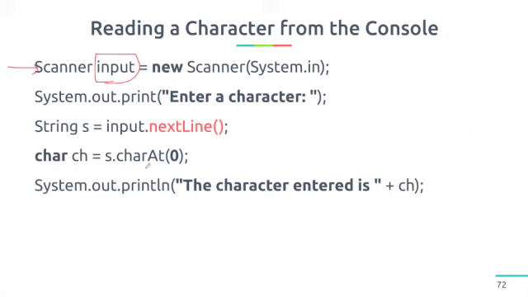So to get the character at the first index, we will write char ch = s.charAt(0), and it will store the first letter in that string. Then we can print "The character entered is" plus the character. That will return the first character that was entered by the user.